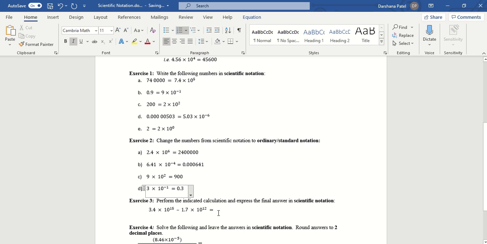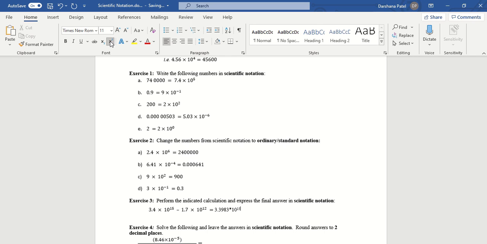Okay. Now for this one, we'll need a calculator. So we punch in the calculator 3.4 times 10 to the 15, subtract 1.7 times 10 to the 12. Some of us can do it without a calculator, some of us will need a calculator. If you punch this in, your calculator should give you something like this: 3.3983 times 10 to the power of 15.